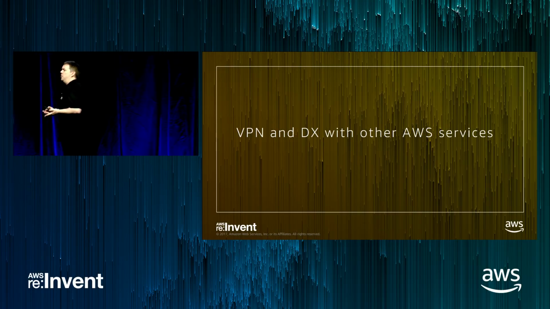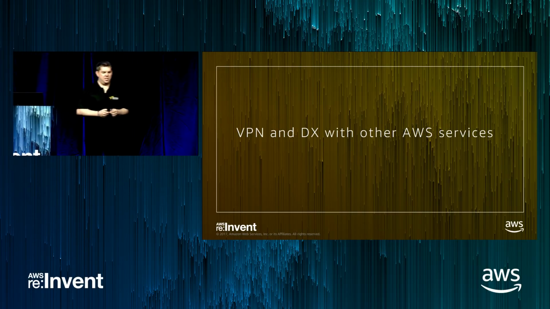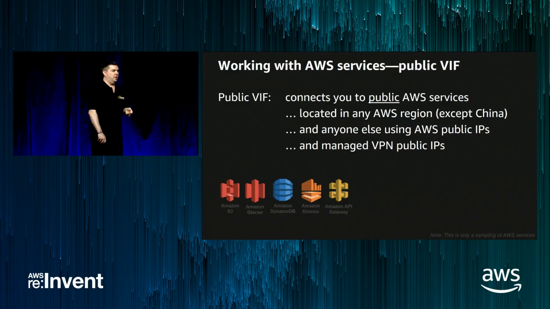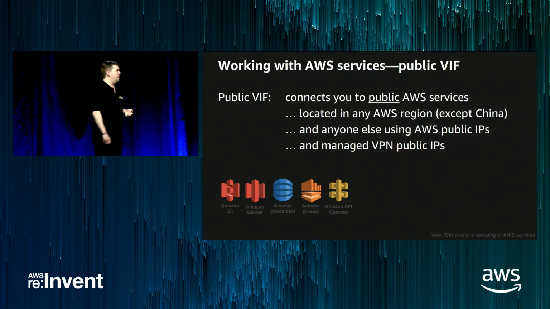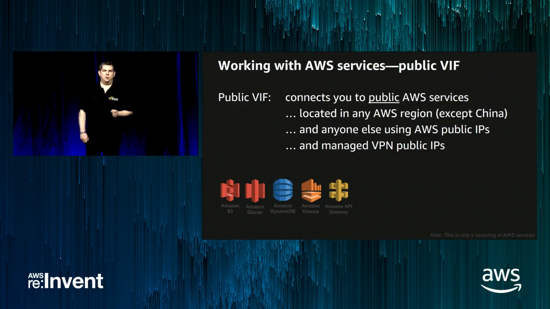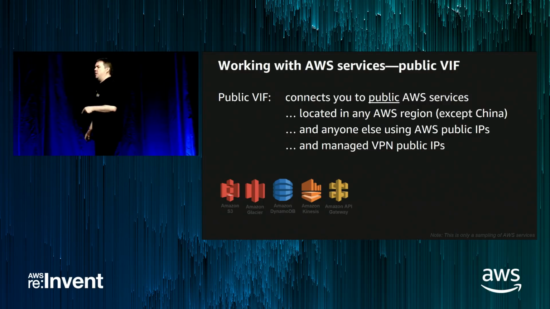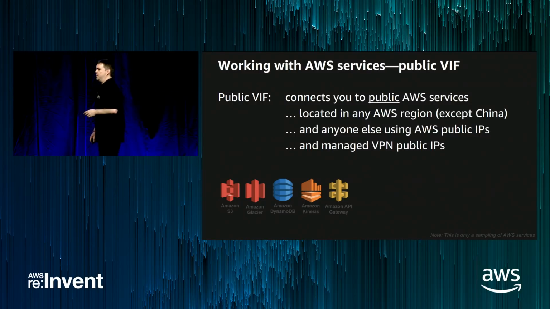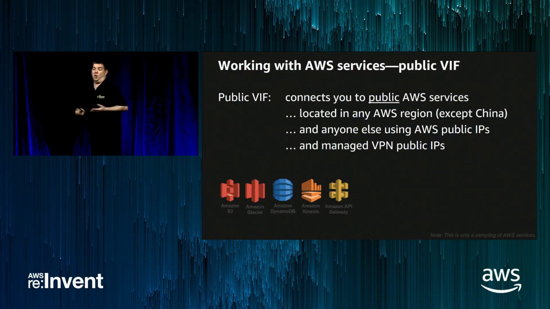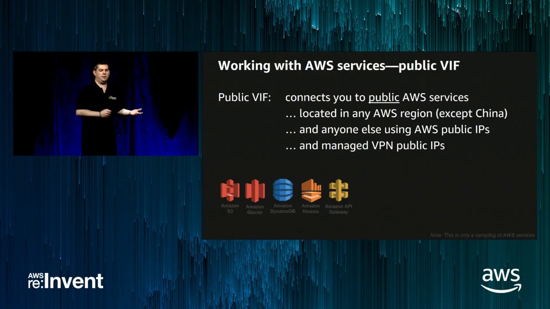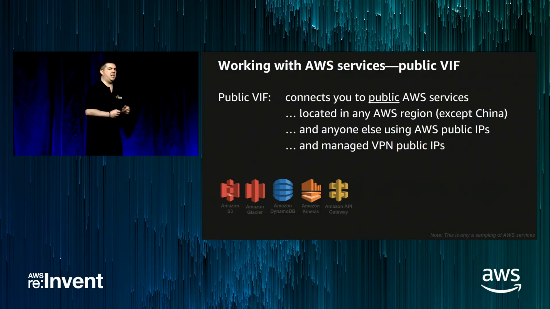So how does VPN and Direct Connect work with our other AWS services? So that public VIF, it allows you to connect to those public AWS services. You can see any AWS region. You can see all of our services in those regions that are exposed on public IP addresses. You can also see anyone else who is using AWS in those regions on their public IPs. So if someone has launched an EC2 instance and assigned it an Elastic IP address, that's an Amazon public IP. You can see that over Direct Connect. You can also see those managed VPN endpoints that we talked about earlier. So this is how you build an IPsec VPN over the top of Direct Connect.